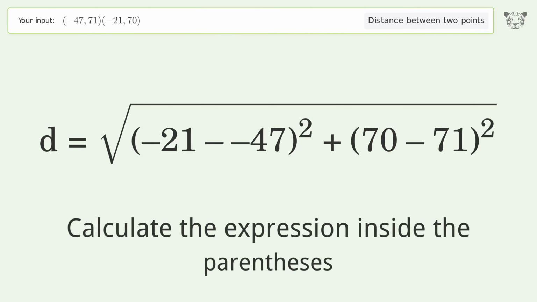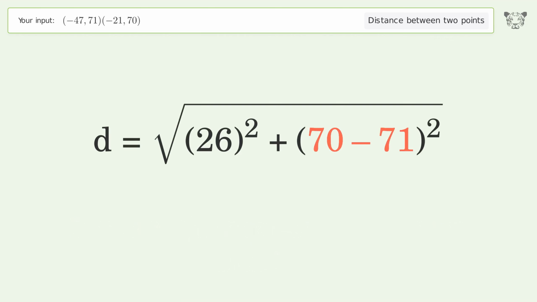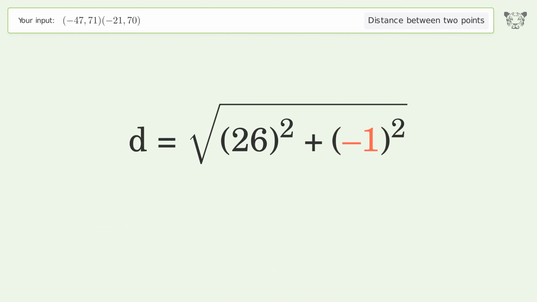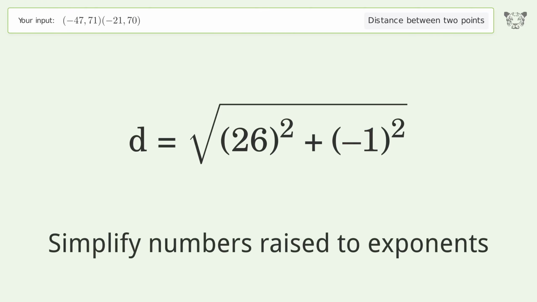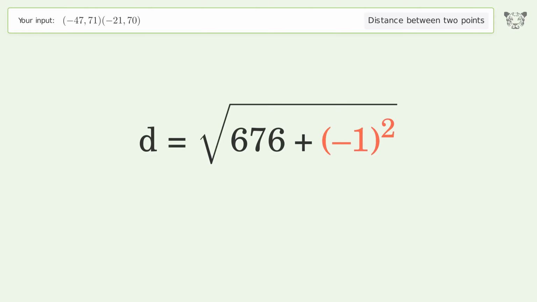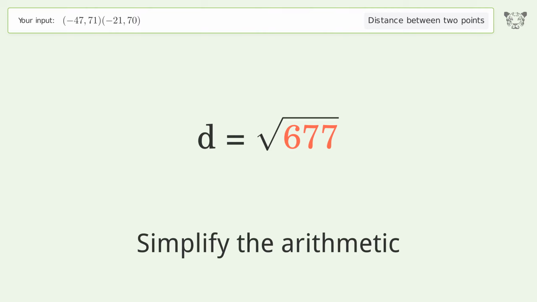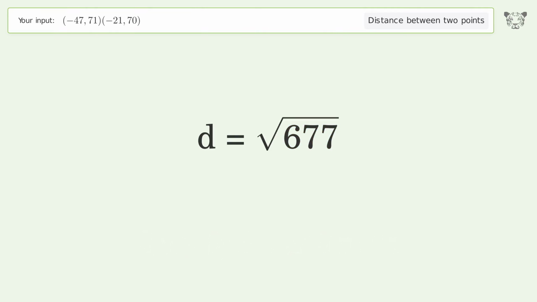Calculate the expression inside the parentheses. Simplify numbers raised to exponents. Simplify the arithmetic. And so the distance between the 2 points is the square root of 677, or 26.019.